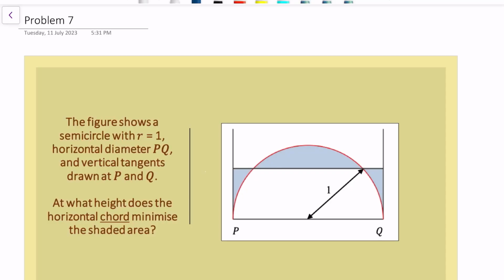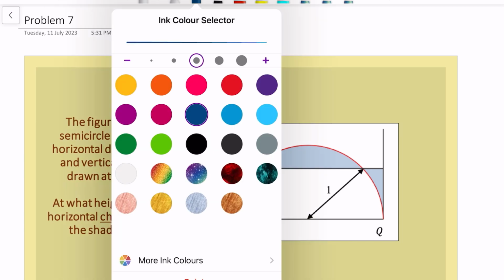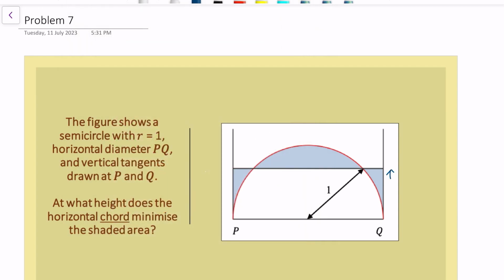Okay, this problem is probably the hardest in the series so far. There's a couple of ways to approach it. The idea is that we're sliding this horizontal chord up and down. We're asking what height here should we draw that horizontal chord so that the area is minimized.